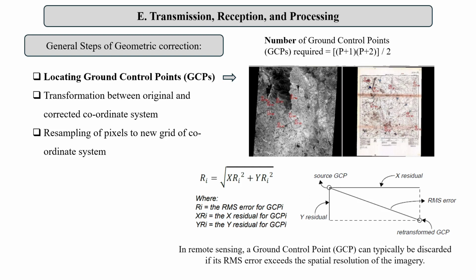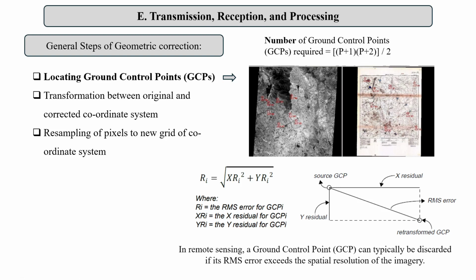So there the value will come. So the residual error is calculated. It is basically the distance between the source GCP and retransformed GCP. So if this RMS error is greater than the spatial resolution, that means that ground control point is not correct. You should select another point.